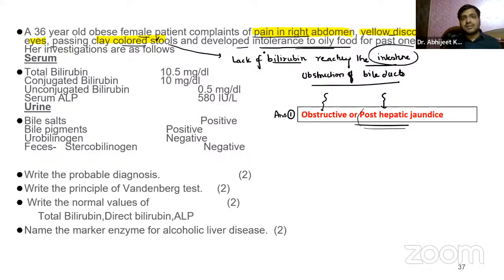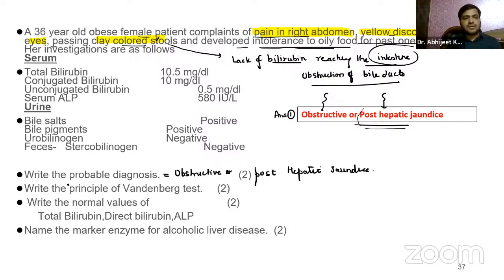So basically, it suggests some problem related with the bile production or secretion. Now, guys, the first question answer you already know: it is obstructive or post-hepatic jaundice.